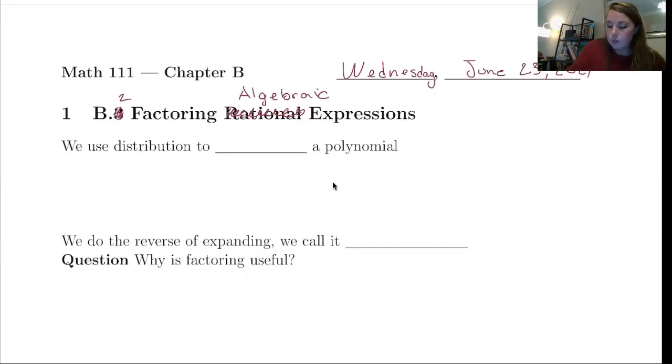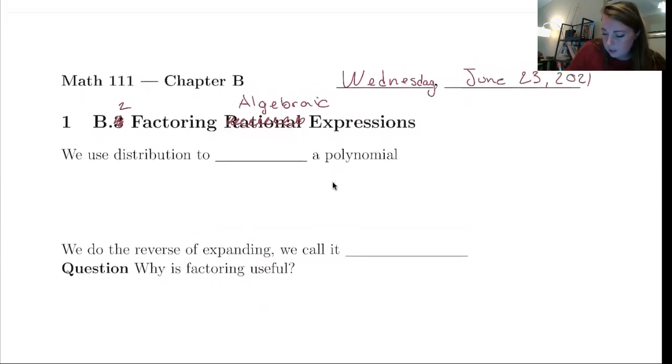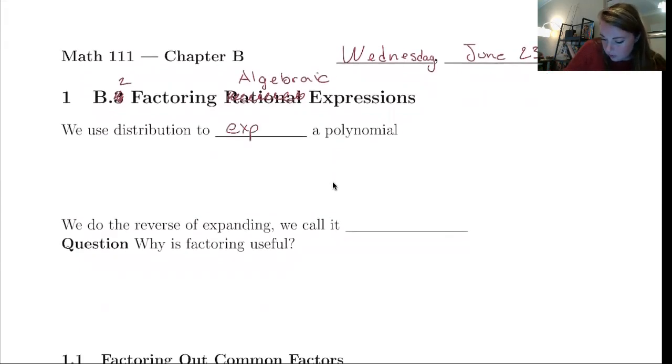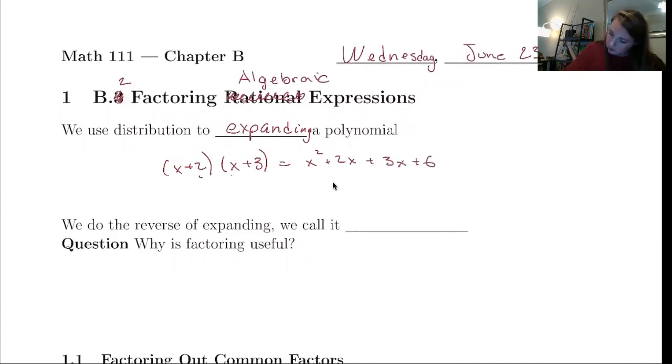we use distribution to do what is called expanding a polynomial. So with that, if I write x plus 2, x plus 3, I would distribute x plus 2 to the x and x plus 2 to the 3. So I'd have x squared plus 2x plus 3x plus 6, and then that would give me x squared plus 5x plus 6.